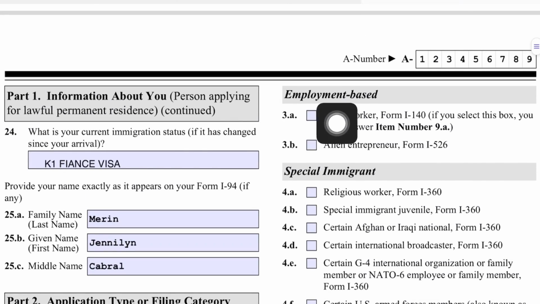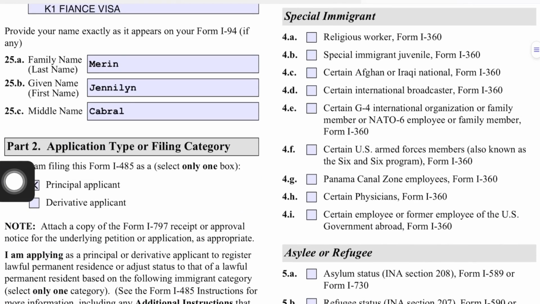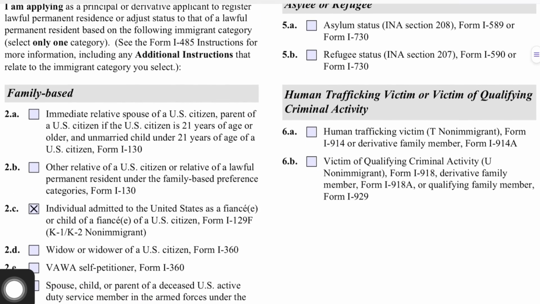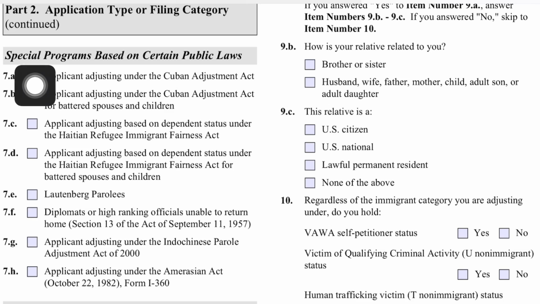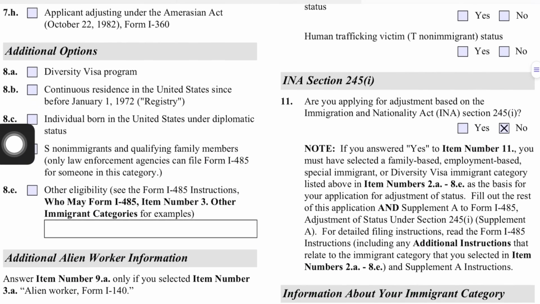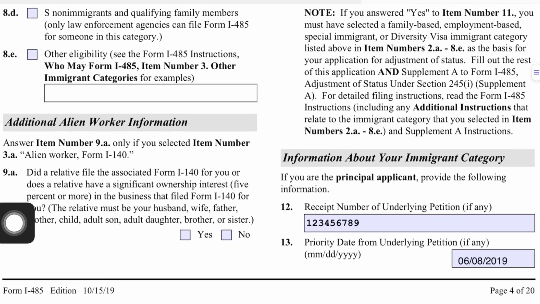Okay, the next one is employment based. We are not employment based and special immigrant, so we need to leave it blank. Asylee or refugee, we need to leave it blank as well. If you are a human trafficking victim or victim of qualifying criminal activity, we need to leave this one blank because it doesn't apply to us. Okay, the next one, part 2, we need to leave this one blank, the special program based on certain public laws, because it doesn't apply to us. And the additional options also don't apply to us, so leave that one blank.